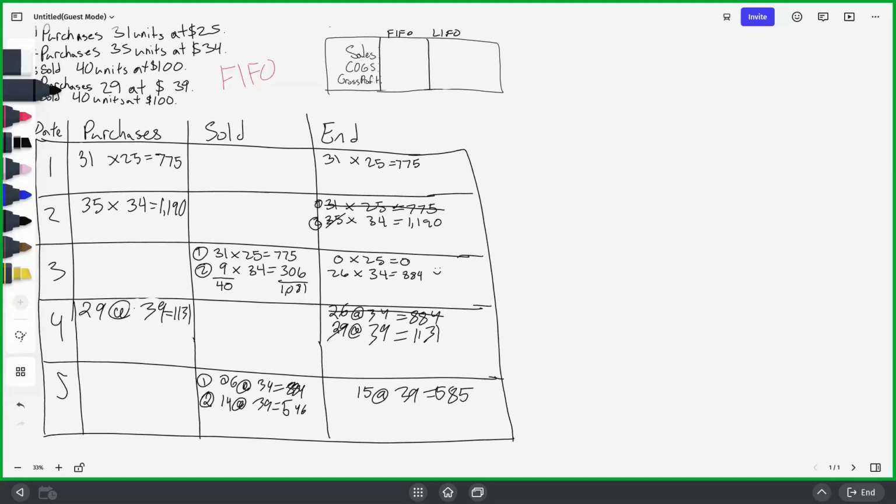Our sales is 8,000. How did we get 8,000? It says sold at 40 at 100, and it says the same thing twice, so you just have to find what 40 times 100 is, and then multiply that by 2. Yeah, because 4,000 times 2 is 8,000, because you have the same problem twice, so you just multiply by 2.